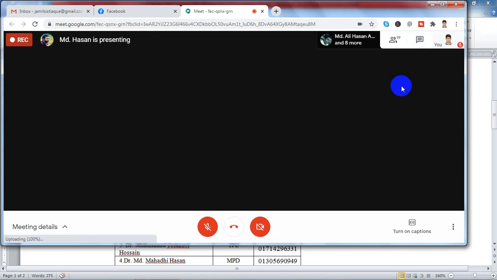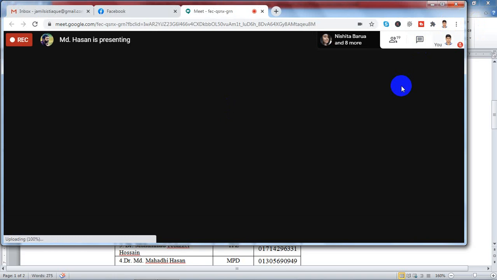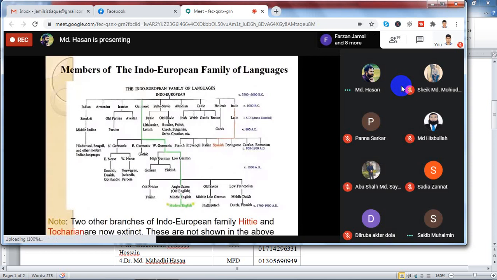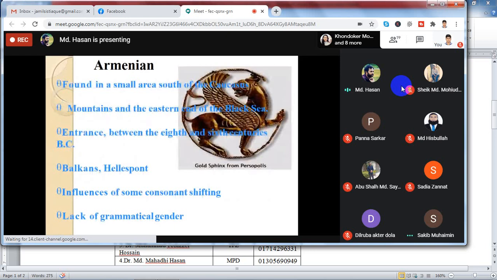Next one is Iranian. Okay. So the Armenian one, you can see that it has no branches. It is directly one language in one country, right? So Armenian is found in a small area.